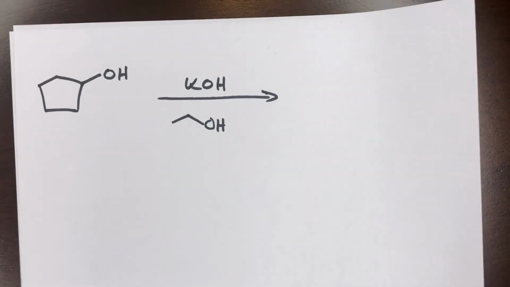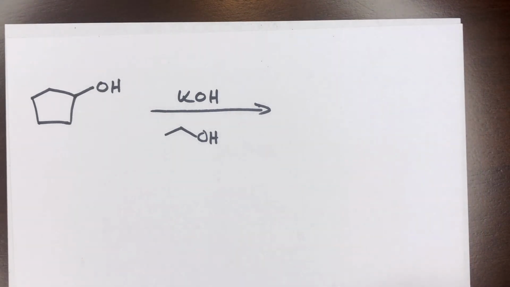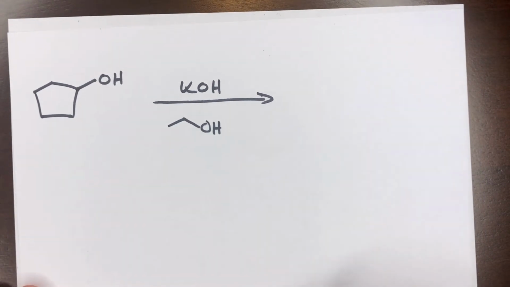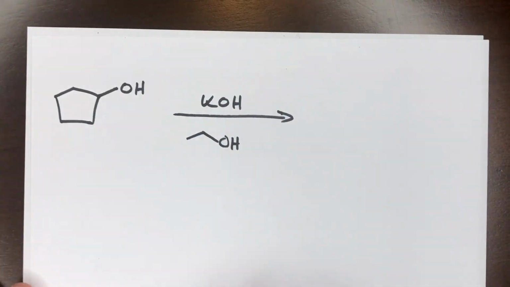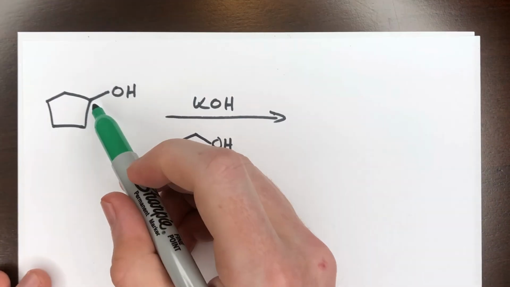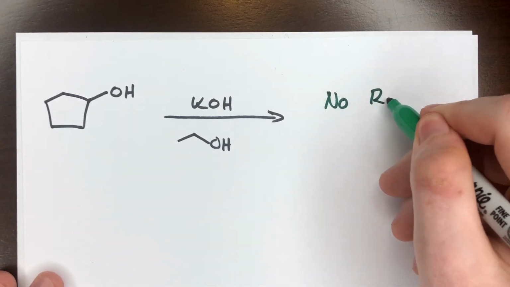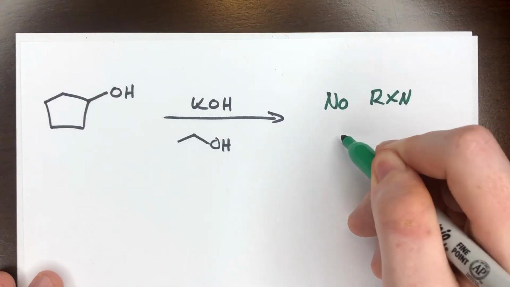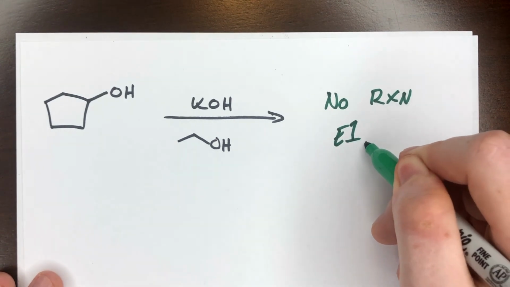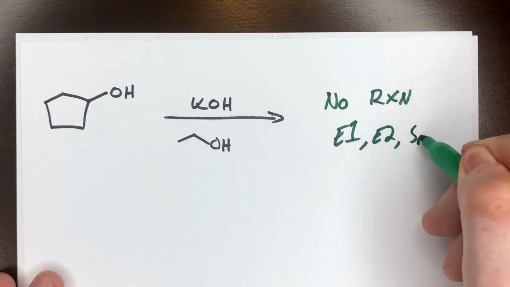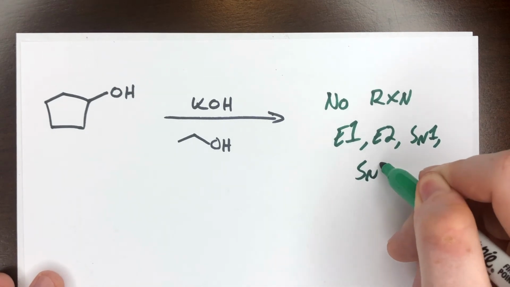All right, here is our last question today. Sorry for how long this video ended up being, but hopefully it has been extremely useful for you guys. So here we don't have a halide again. So this isn't a good leaving group. So right away I can tell you that this is going to be no reaction as far as E1, SN1, etc. There's going to be none of these, but something could happen here.